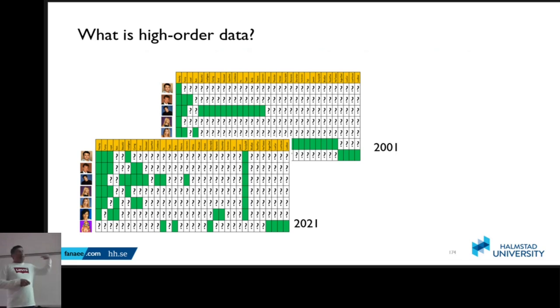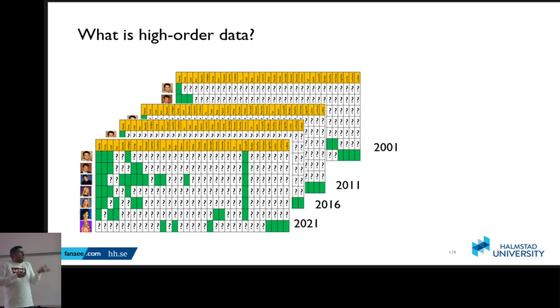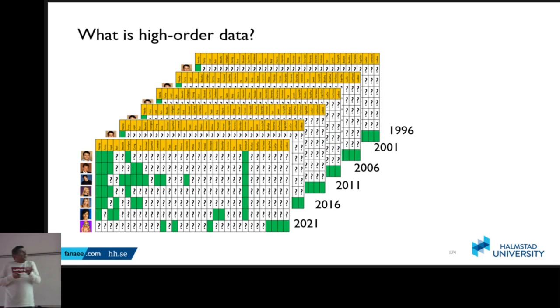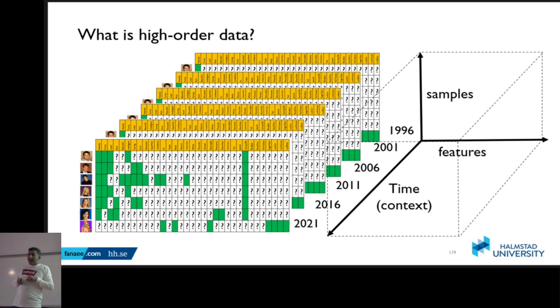So imagine that if we put these two matrices together, imagine that I asked the same questions in 2016, 2011, 2006, and 96. So we have a new dimension in our data, time, which is the context. So we already had the features in the columns, and we had the samples in the rows. So this created a tensor, right? This is called a higher order tensor, which in this case has order equal to 3.